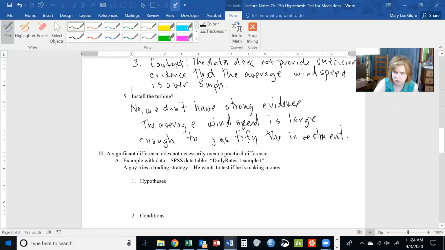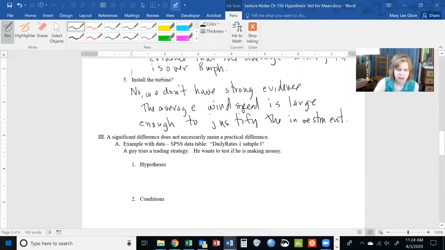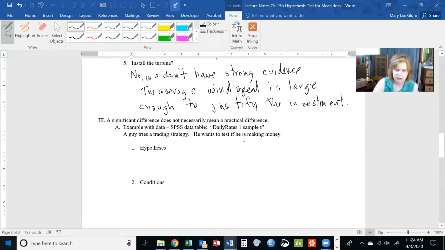All right, this one I'm going to use a data set. And we're going to talk about significance versus practical differences. All right. So here's our example. You can pull this up if you want. So if you want to pause this, you can go to StatCrunch. I'll show you how to do it. But basically, we have a guy. He has a trading strategy, and he wants to test if he's making money. So he has the daily rates from this strategy.